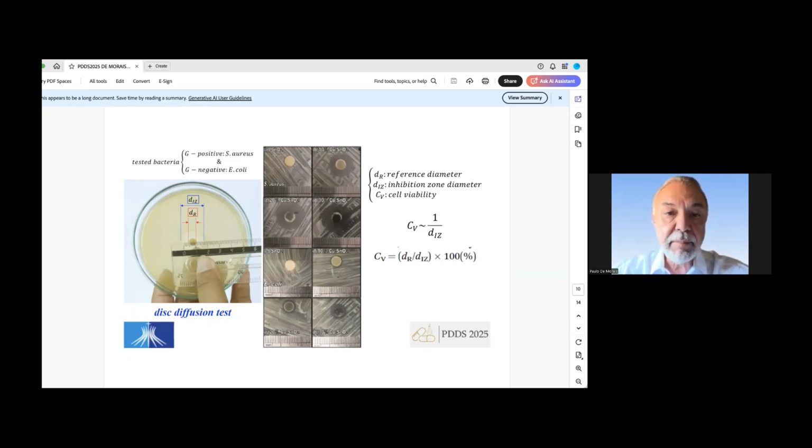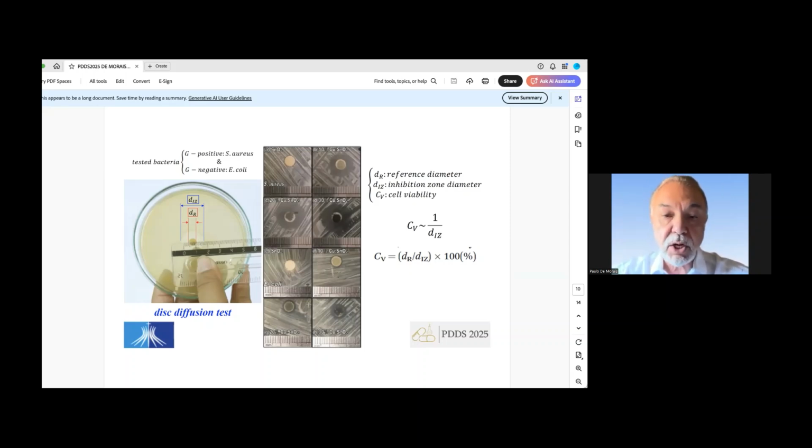On the A panel, we are testing the tin oxide, no doping. On the B, we are testing the 10% copper doped. You can see the inhibition, typical clear inhibition zone diameter, and the center is the reference diameter. And so the four pictures on the upper part are related to the S. aureus, and the four pictures on the lower part are related to the E.